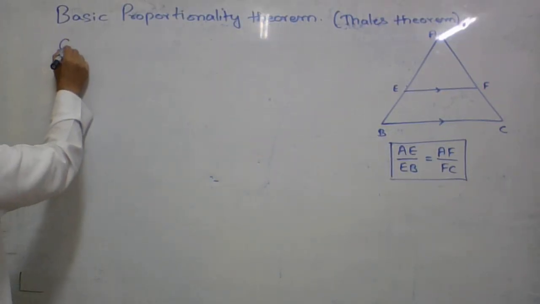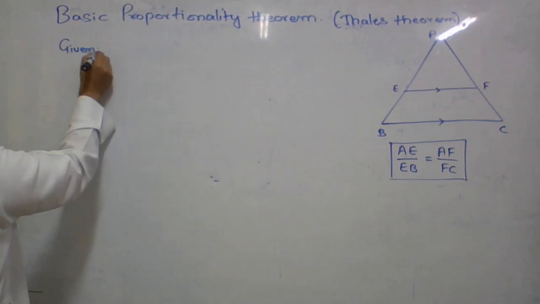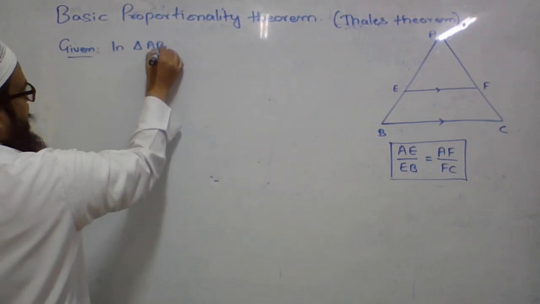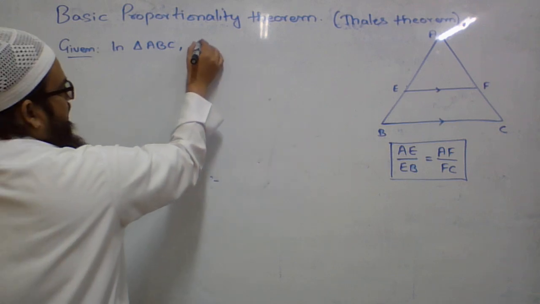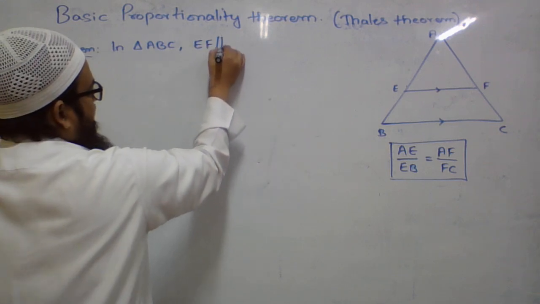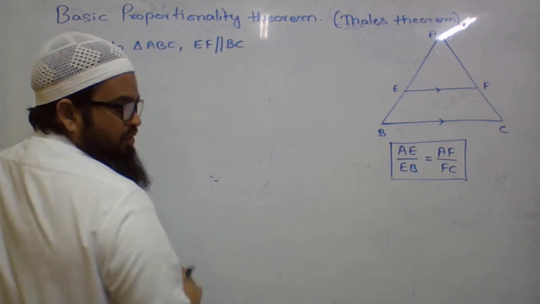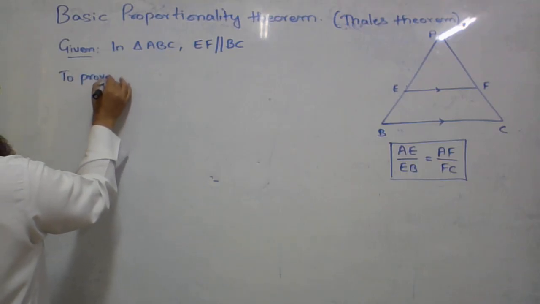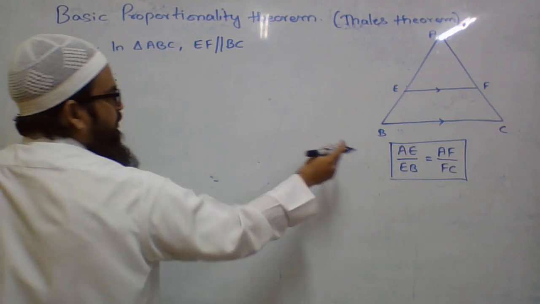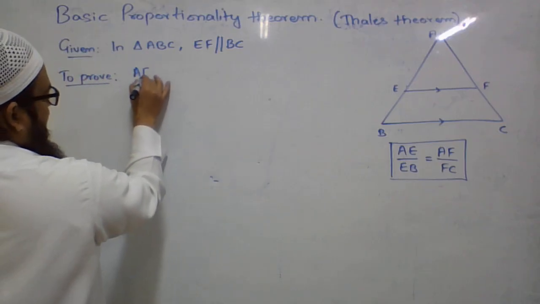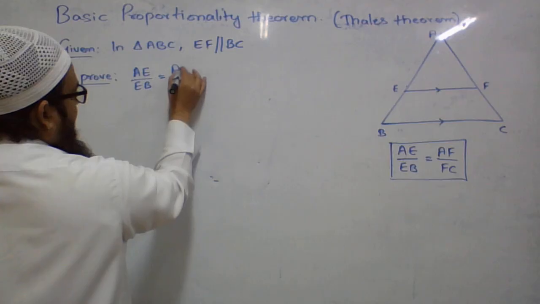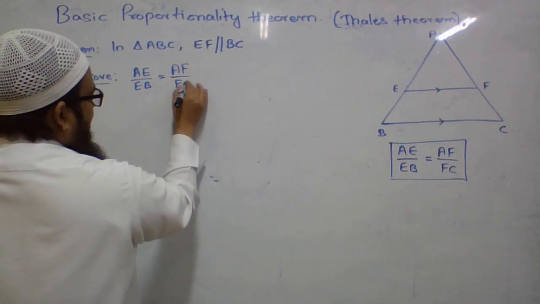So what you are supposed to write? Given: in triangle ABC, EF is parallel to BC. Okay, and what to prove? We are supposed to prove AE by EB equals AF divided by FC.